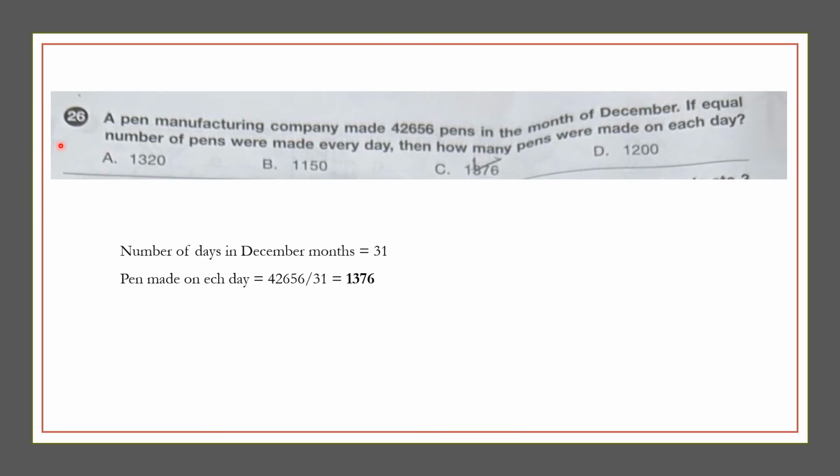Question number 26. A pen manufacturing company made 42,656 pens in the month of December. If equal number of pens were made every day, then how many pens were made on each day? So number of days in the month of December is 31 and total pens made is 42,656. So in one day the number of pens made is 42,656 divided by 31, which comes out to be 1376, which is option C.